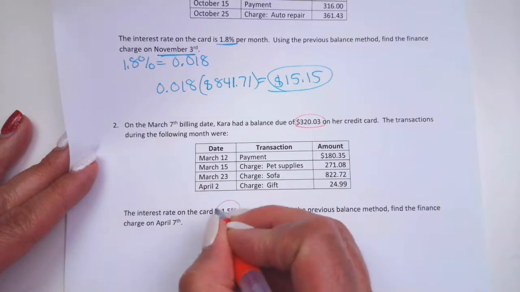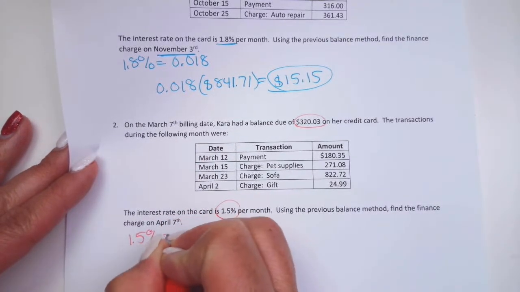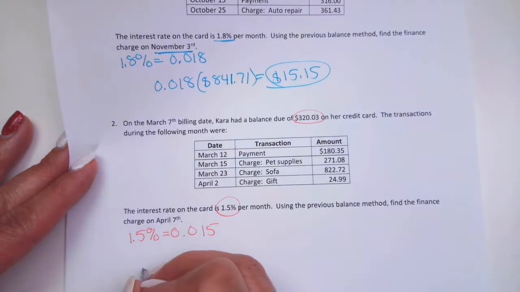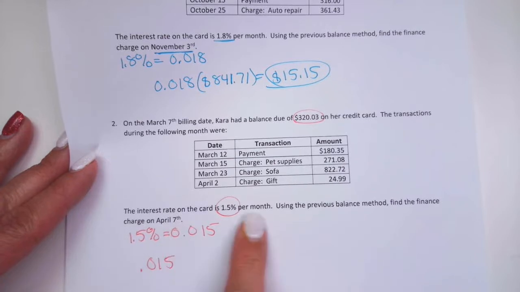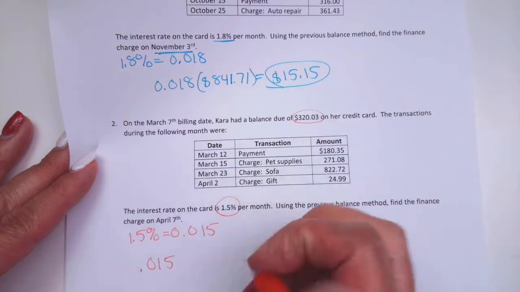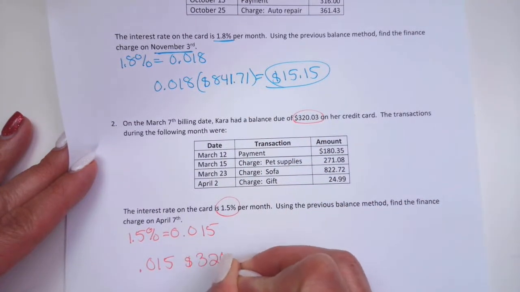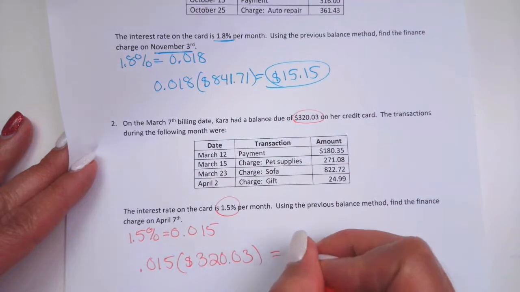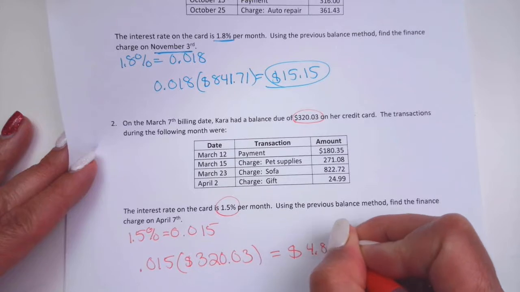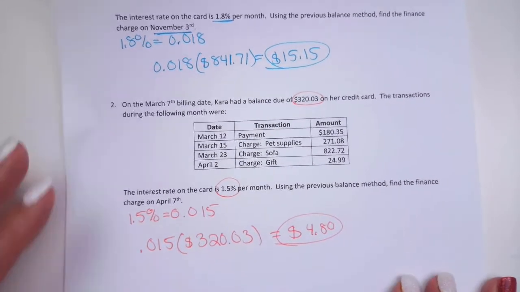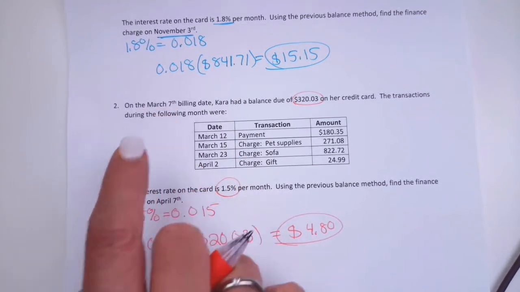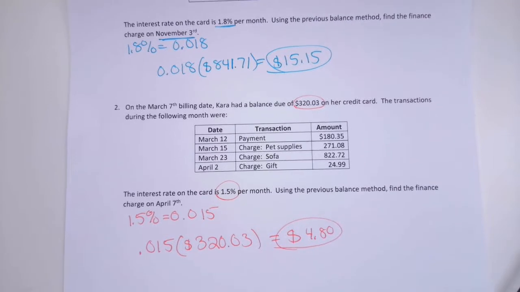So 1.5% is 0.015. You divide by 100. So 0.015, and again, previous balance method. So we're looking at the March 7th date, which is $320.03. So that interest or the finance charge is $4.80. Again, it doesn't matter what happens in between, we're looking at the previous balance that she had not paid.